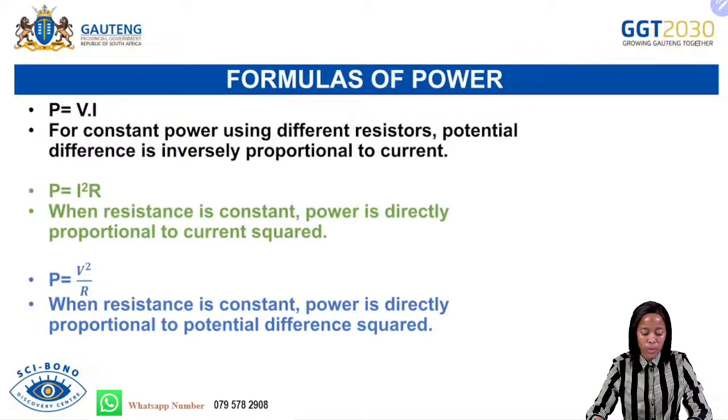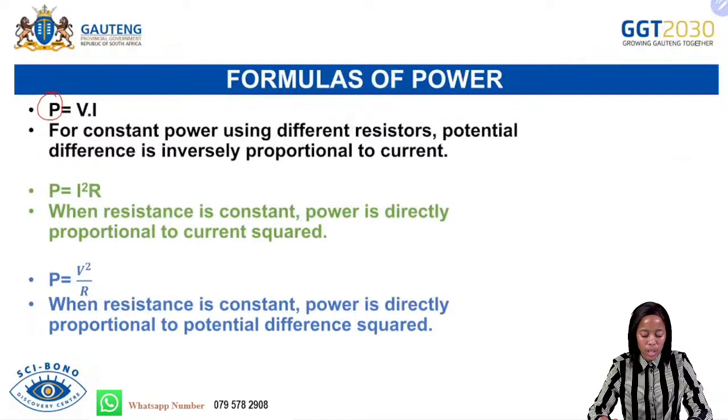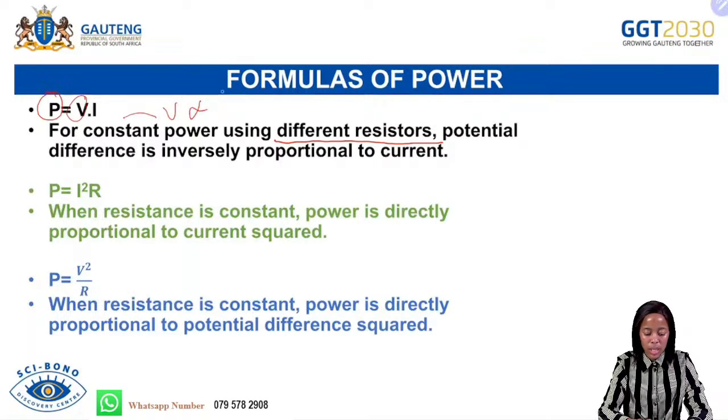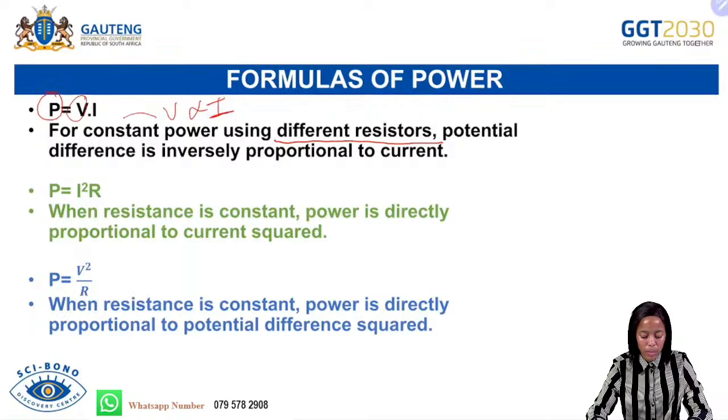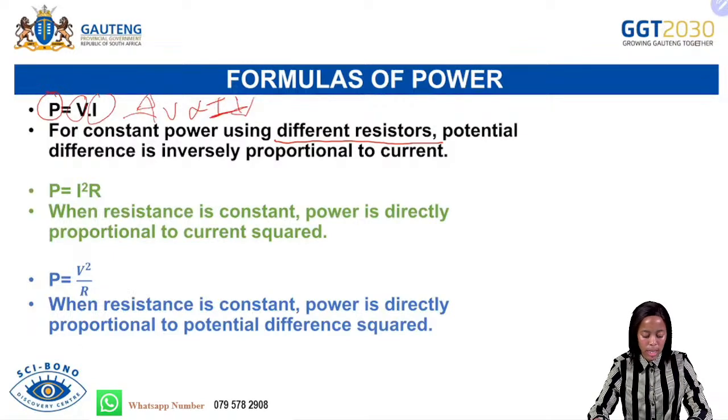Okay, so for the formulas, we are looking at a constant power. For a constant power, using different resistors, the potential difference V is inversely proportional to the current. So if the potential difference is inversely proportional to the current, it means that as the potential difference increases, the current will decrease there.